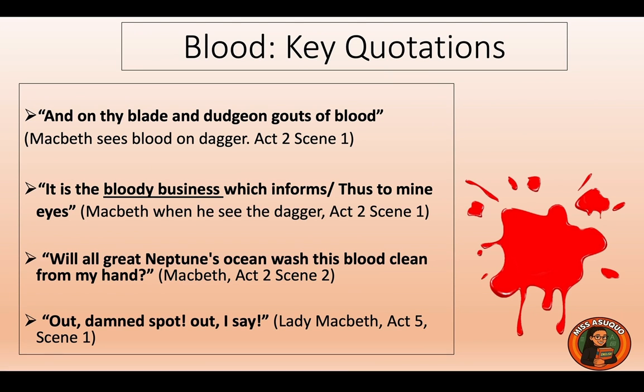So here are some quotations that use the motif of blood. Macbeth sees blood on the dagger. He describes the act of regicide as bloody business, which emphasises his guilt because he cannot bring himself to say the word murder. So he euphemises the act of regicide by calling it bloody business. Also, Macbeth says, "Will all great Neptune's ocean wash this blood clean from my hand?" And Lady Macbeth says, "Out damn spot," with the spot referring to blood.